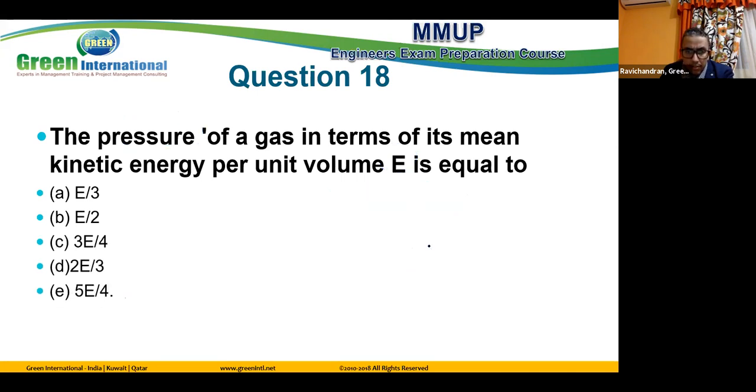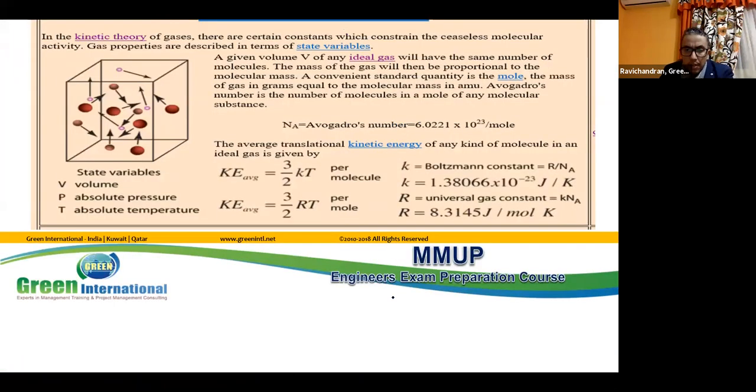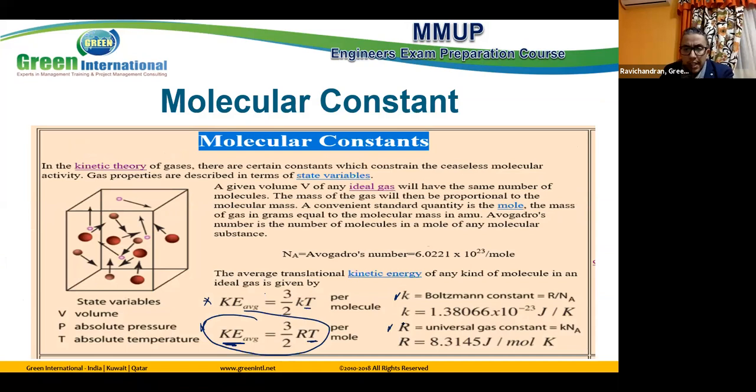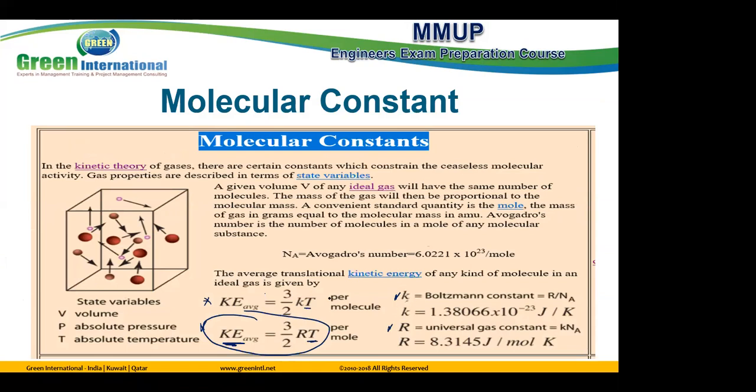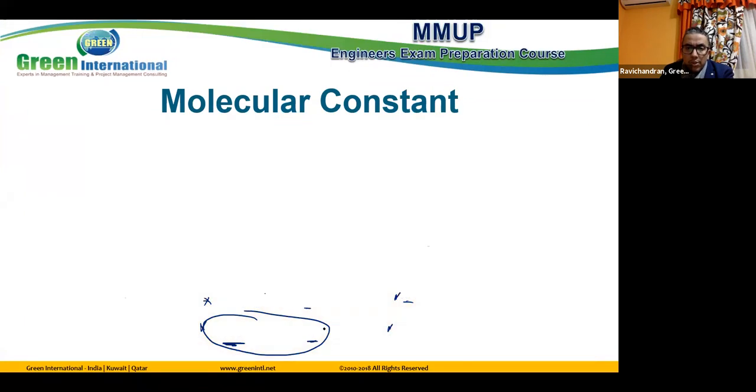Here, you see this Boltzmann constant. But this is the universal gas constant. So if you use the Boltzmann constant, you use per molecule. If you use the universal gas constant, you will use per mole, not per molecule. So I will use this one for N, it is better.